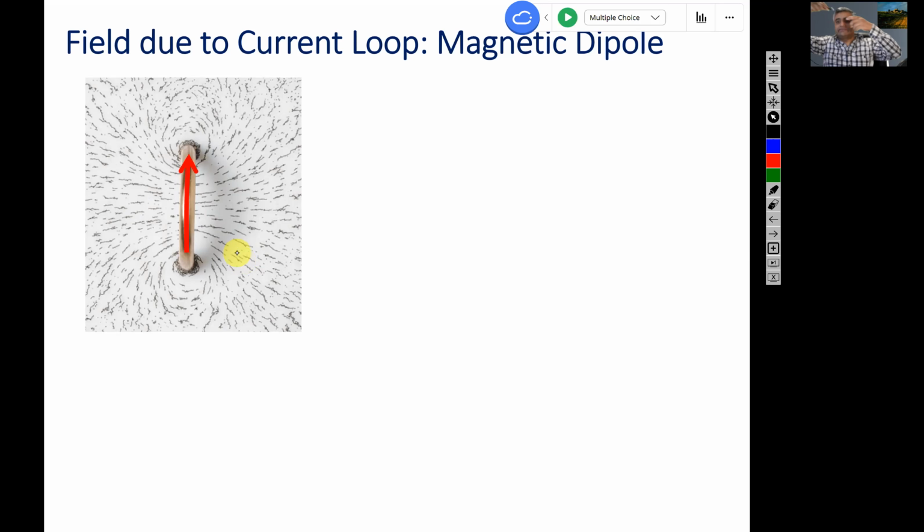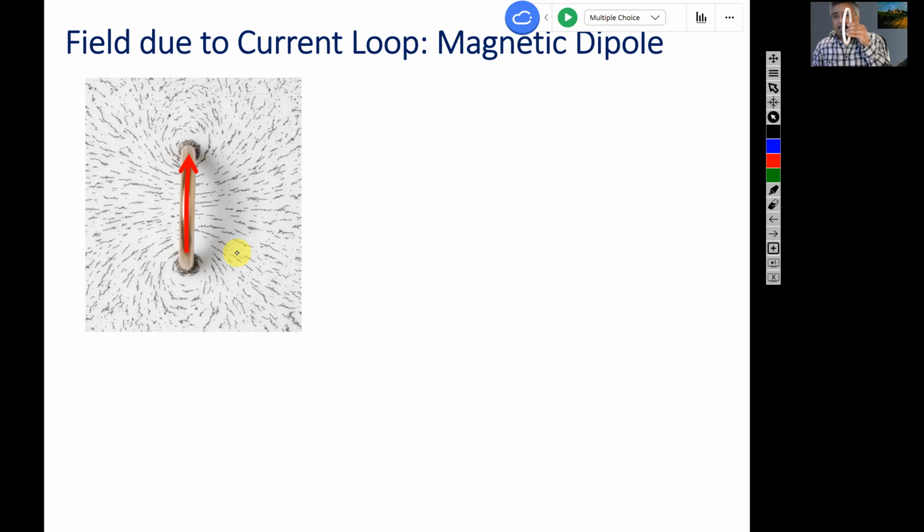Now, what if the wire is coiled like this? If we keep the wire straight, it's not very practical. If we want to generate magnetic field, how long a wire are you going to make? So rather than doing that, what we do is we make a loop, like this. It's going to produce magnetic field, and we are interested in the magnetic field at the center, let's say.